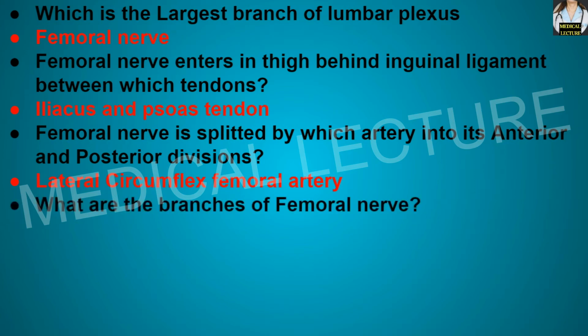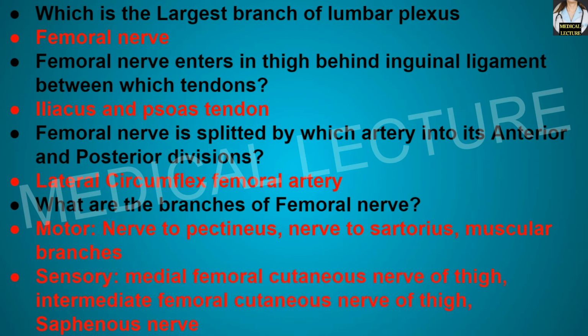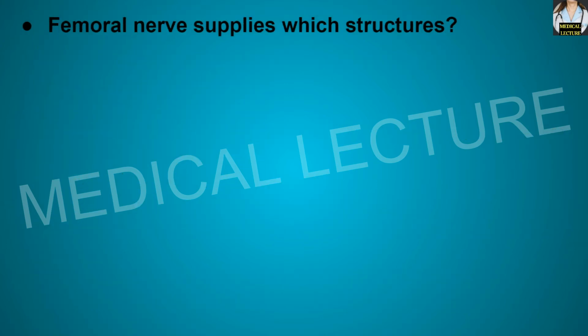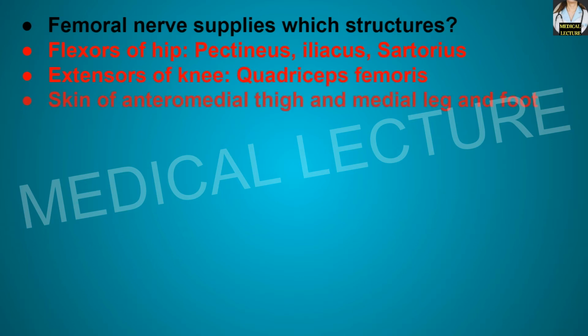What are the branches of the femoral nerve? So, it has two branches, motor and sensory. The motor part is the nerve to pectineus, nerve to sartorius, and the muscular branches. And the sensory part is the medial femoral cutaneous nerve of thigh, intermediate femoral cutaneous nerve of thigh, and the saphenous nerve. Femoral nerve supplies which structures? So, it supplies first of all the flexors of the hip, that is the pectineus, iliacus, and the sartorius. Extension of the knee, that is quadriceps femoris, and the skin of the anteromedial thigh and the medial leg and foot.